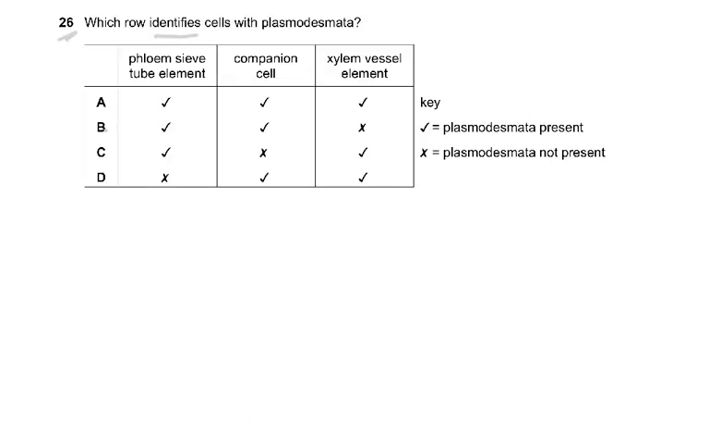Question number 26. Which row identifies cells with plasmodesmata? Phloem sieve tube has it, companion cell has it, xylem vessel does not have any plasmodesmata. So that is why the answer is B. Simply, you've got to revise plasmodesmata. You have to understand where plasmodesmata is present.